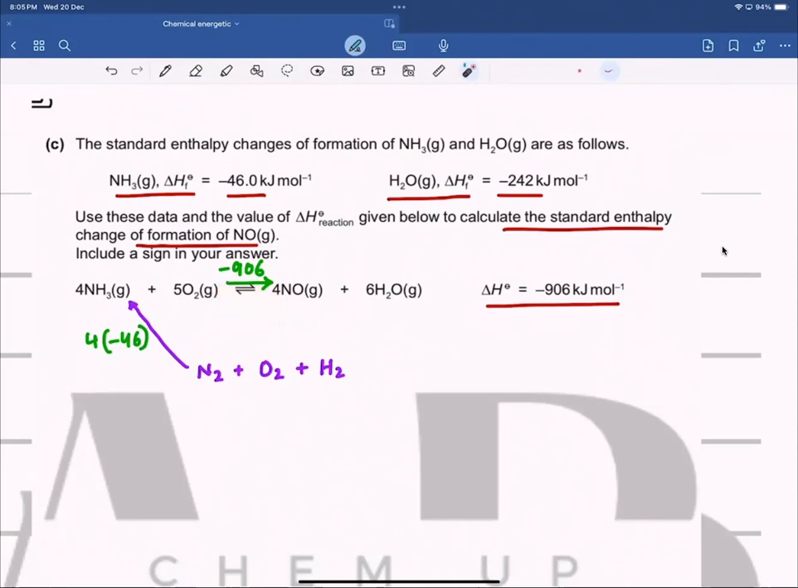Okay, sir. Now, from these elements, if I show this arrow, two compounds are forming. One is water and one is nitrogen monoxide. And the enthalpy change of formation of water is given, which is minus 242, but here not 1 mole of water is forming, but 6 moles of water is forming. So I'm going to write it 6 times minus 242. Is this clear?